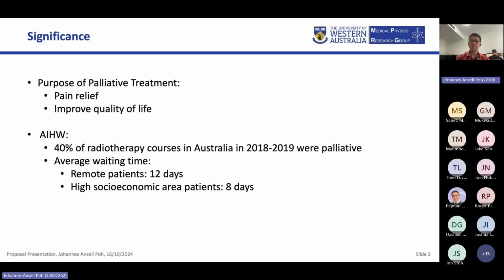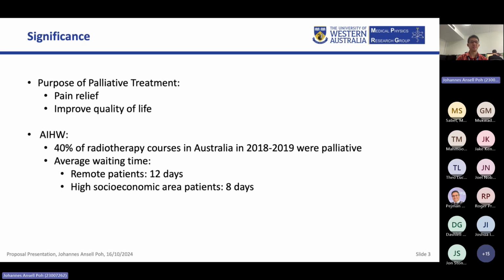So the main purpose of palliative radiotherapy is to provide pain relief and to improve the quality of life of the patients. This is why the standard radiotherapy workflow is not ideal, especially for remote palliative patients where they need to travel long distances to go back and forth to the hospital. If we can remove the need for the patients to undergo a planning CT, we make the process a lot more convenient for them, which improves their quality of life, and this ties back to the main purpose of the treatment.